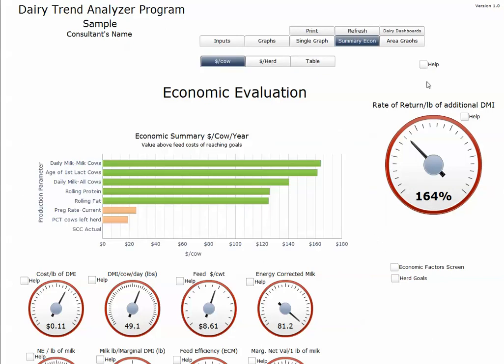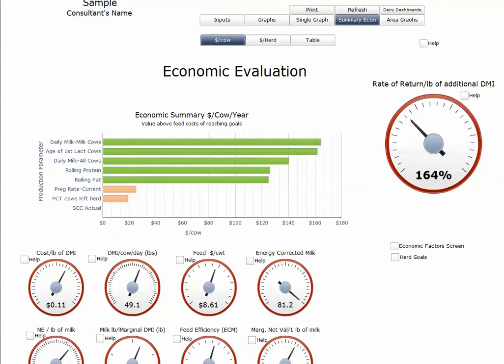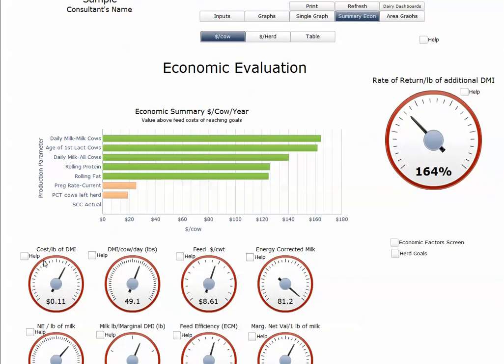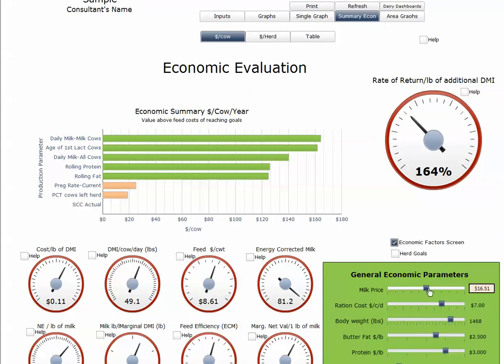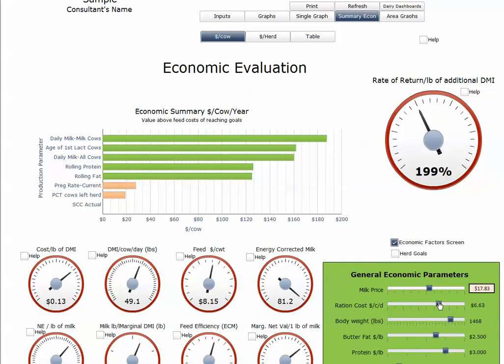It also calculates a rate of return for an additional pound of dry matter. This is based on what the cost of the ration is, and therefore the cost per pound of dry matter, the estimated dry matter intake as a function of the milk and protein fat level, gives you a feed cost per hundredweight, calculates an energy corrected milk, and from this we can look at this rate of return. And of course this is influenced by what the milk price is and also what you say is the ration cost. So everything is interactive as we like to see in dashboards.